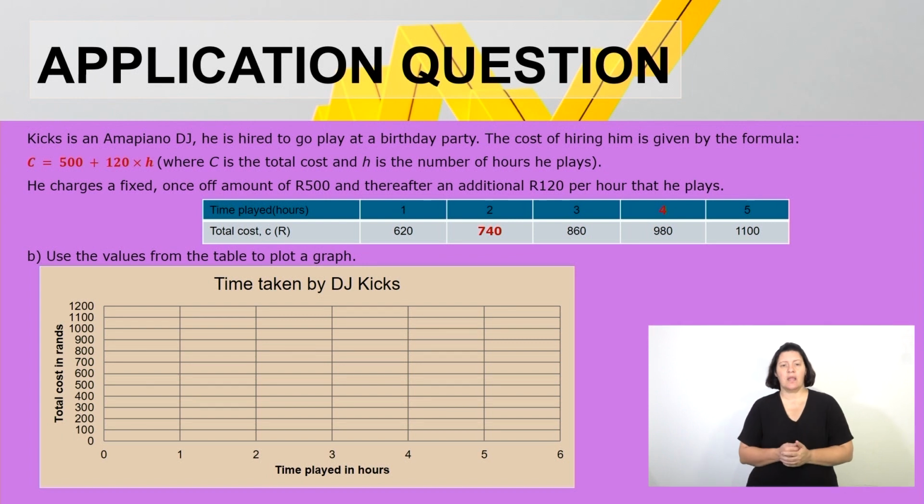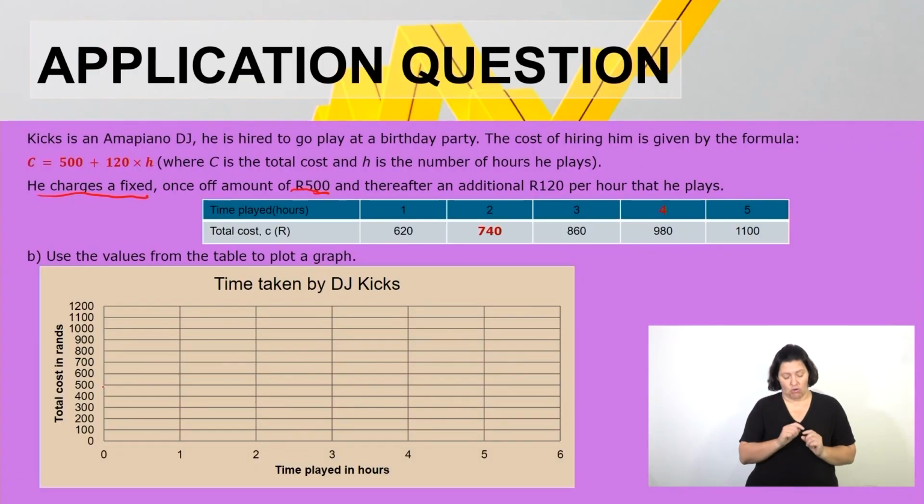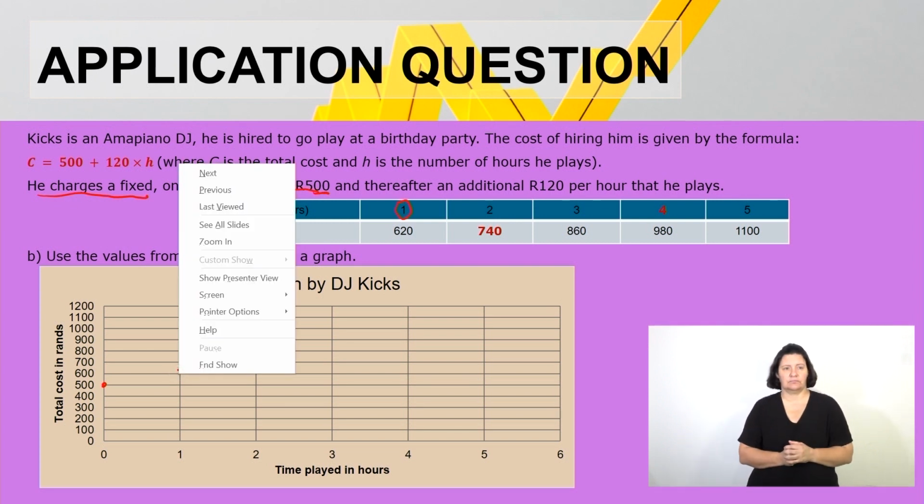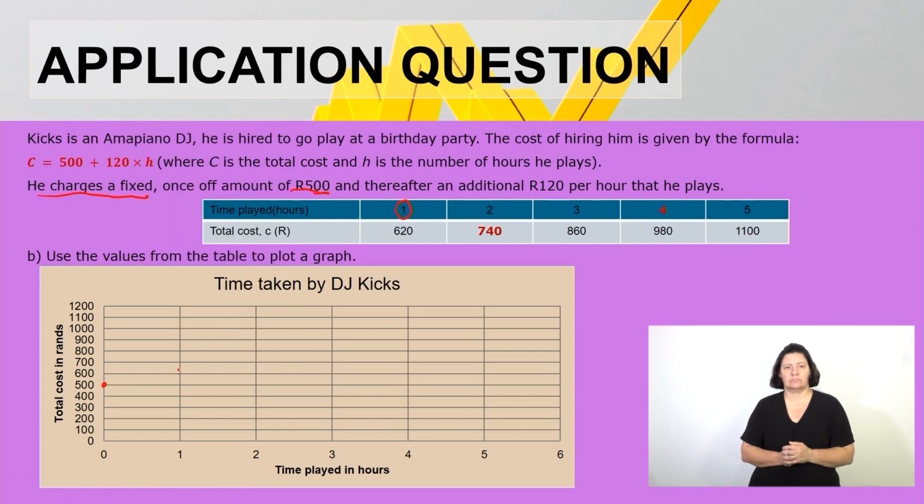Moving along, use the values from the table to plot a graph. Now it is very important to determine where your graph will start. Now remember they said he charges a fixed amount of 500 rand. And we said whenever there's a fixed charge, that's where your graph will start. So this graph is going to start at 500 rand. And if he plays for 1 hour, he will charge 620. So there is 600, 620 will be just there.